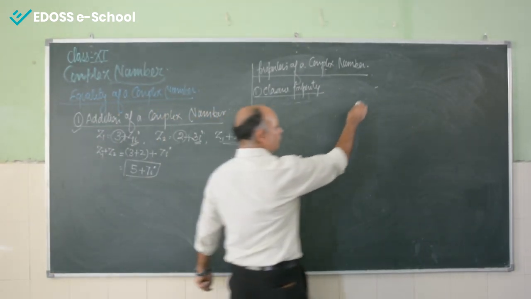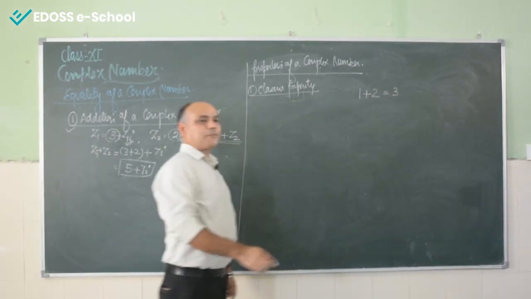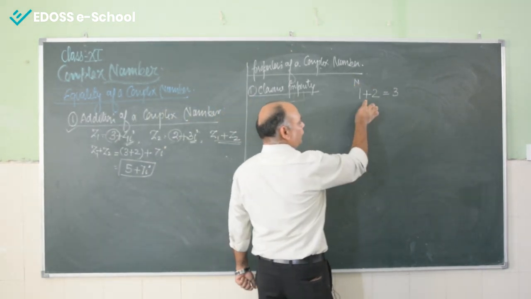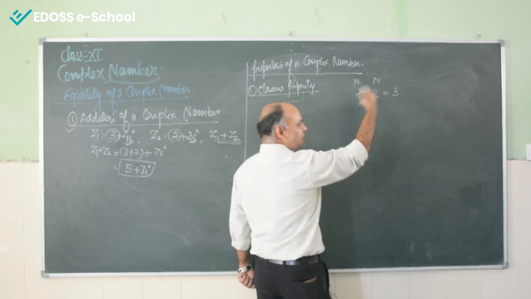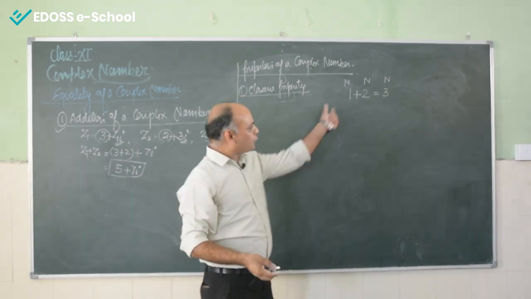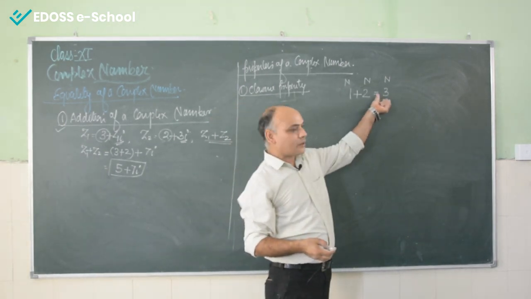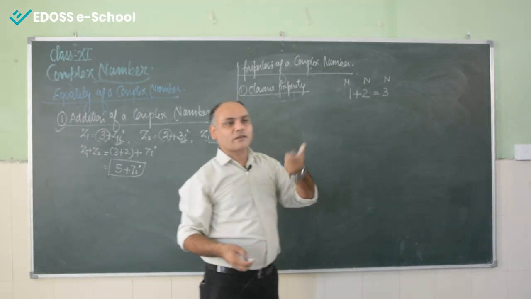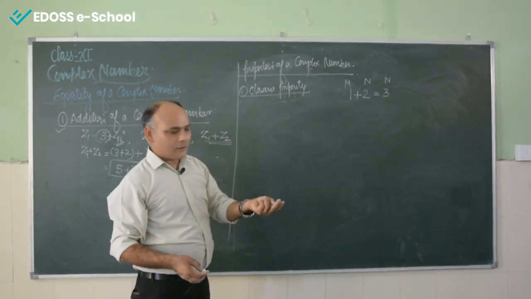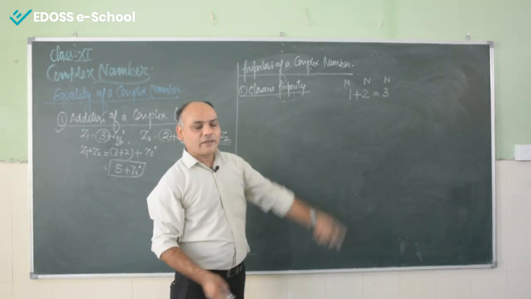Suppose I am saying 1 plus 2 is equal to 3. Then this 1 is a natural number and this 2 is also a natural number, and the result you are getting is also a natural number. This means if two natural numbers are added, the result is always a natural number. This was the case for real numbers. Similarly, if two complex numbers are added, then the result is also a complex number, and this property is known as the closure property.